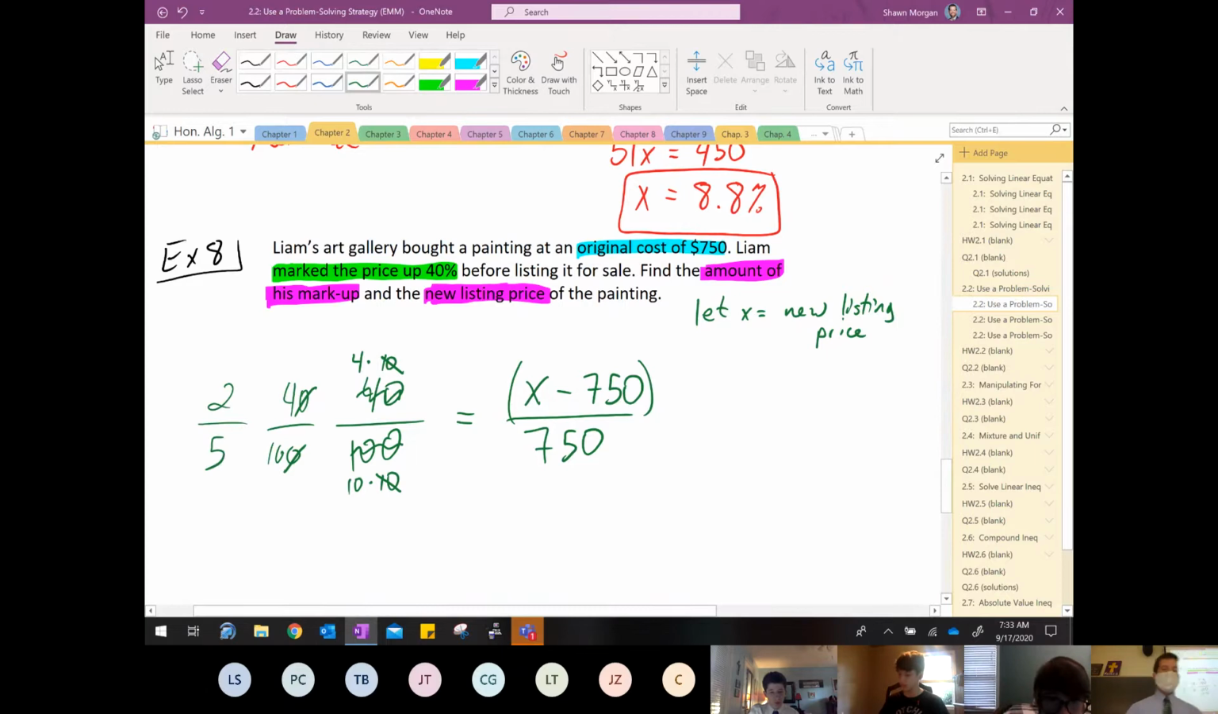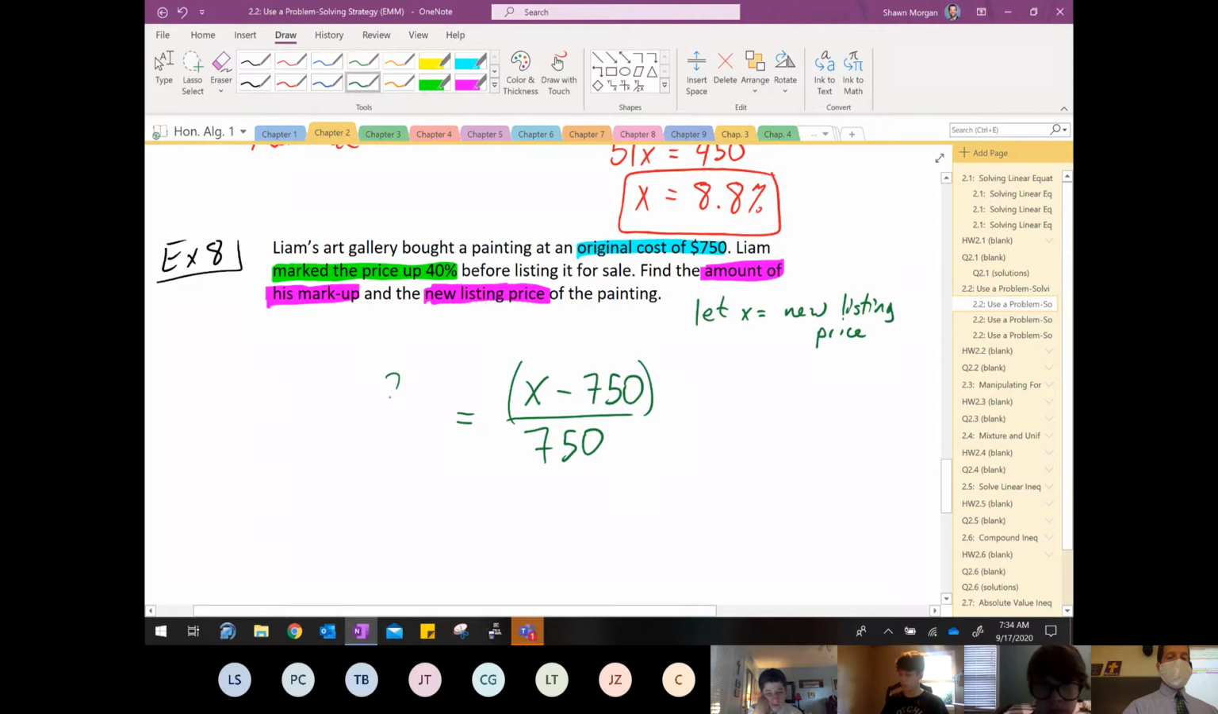2/5, okay? Now we're ready. So let's do our little cross multiply. Actually, let me clean this all up if you don't mind. I'm just going to put 2/5 right here, because that's what 40 over 100 is. That's what 40% is, 2/5, right? So we're going to cross multiply. Let's do it. 2 times 750. How much is that?